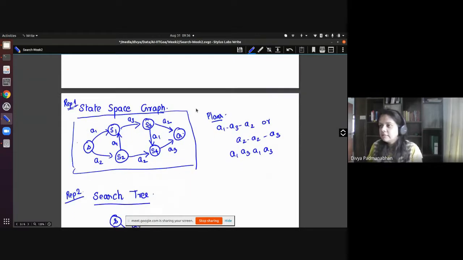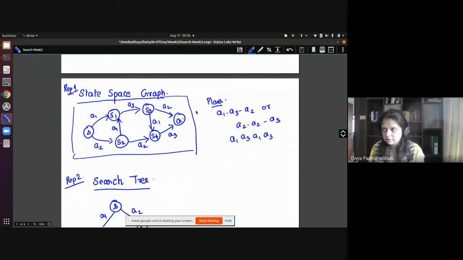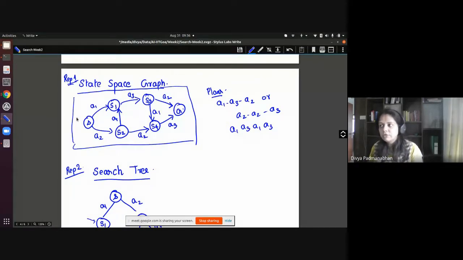And in this regard, we also looked at some other representations. One was called the state space graph, where the successor function, to be more precise, gets modeled using this graph. So you are at a start state, you take some actions, you get to some other states. This graph depicts the entire successor function, and from this, you can read off the plans. So this is one way to represent your problem.